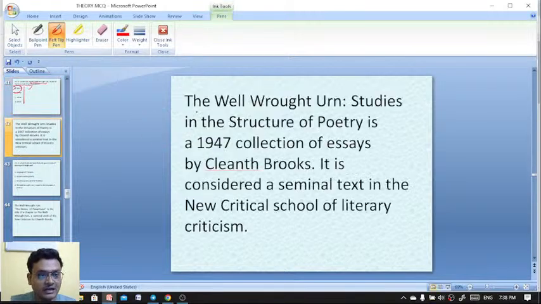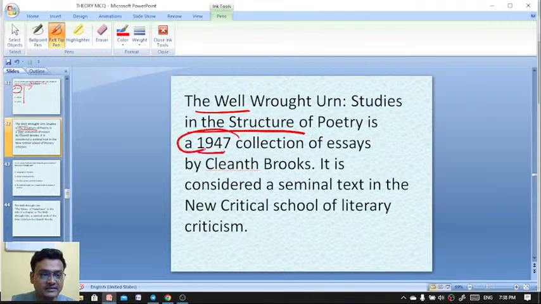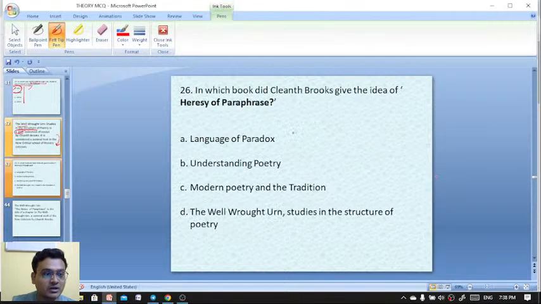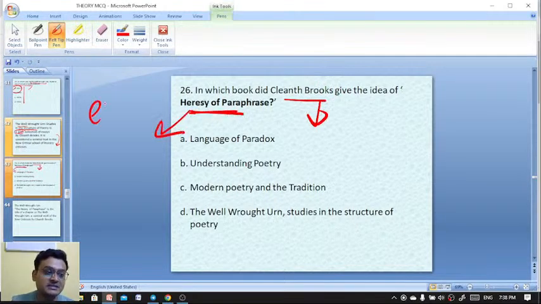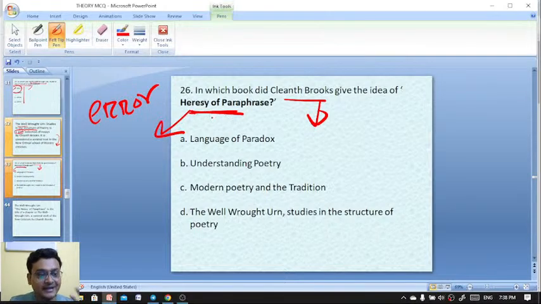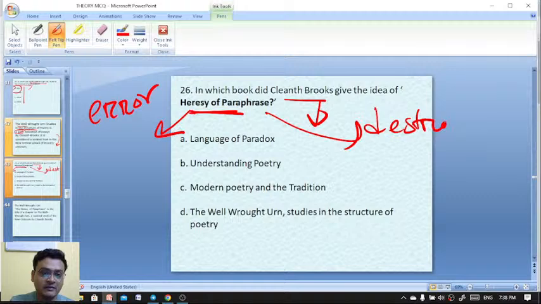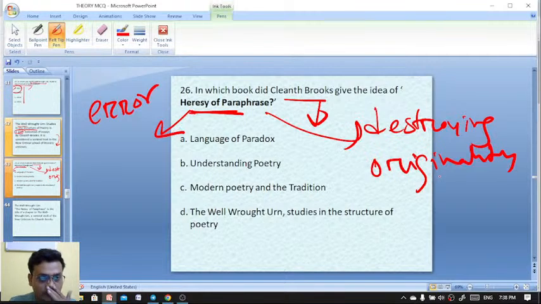So it's 1947. The Well Wrought Urn: Studies in the Structure of Poetry is a 1947 collection of essays. It is considered a seminal text in the New Critical school of literary criticism. In which book did Cleanth Brooks give the idea of the heresy of paraphrase? What is heresy? Heresy means error. So when you are paraphrasing, you are making an error. You are destroying the originality of the text. That is the heresy of paraphrase. Given by whom? Cleanth Brooks.